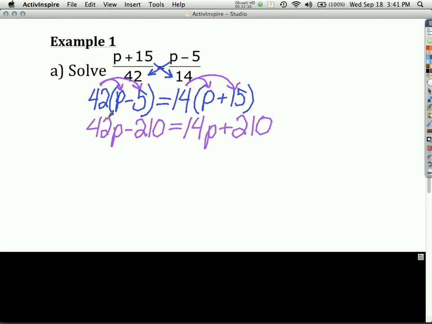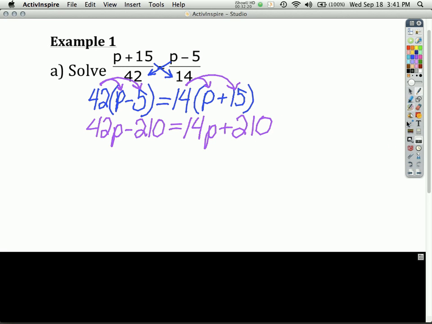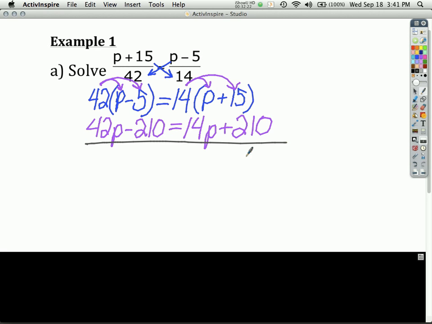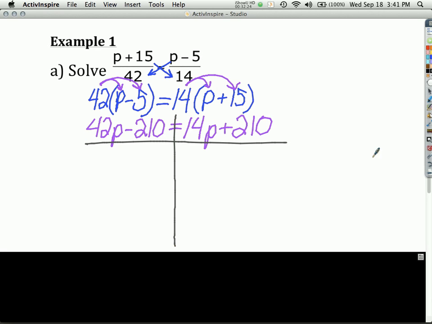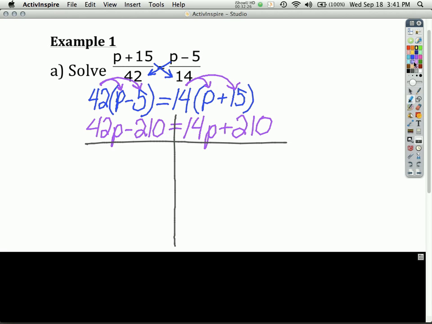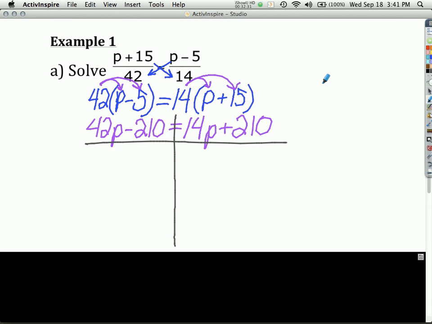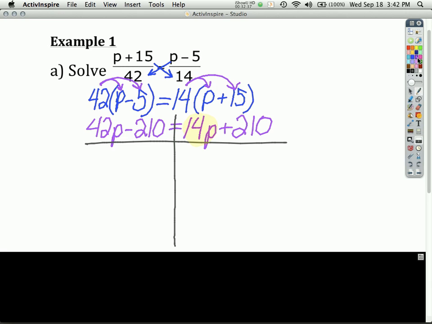Nothing on the left can be simplified. Nothing on the right can be simplified. We are now ready to solve. We draw our T for organizational purposes. Where should I start? Where should I start solving? Stephanie? 14p. Very good. That's the smaller coefficient. And what am I going to do? What transformation am I going to do to get rid of it?